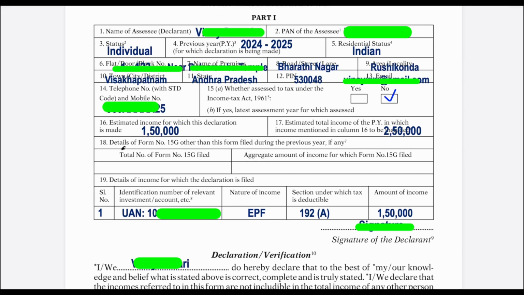In field number 18, you have to mention details of Form 15Gs other than this form filled during the previous year. That means if you have submitted any other Form 15Gs, for example, for any fixed deposits or post office departments, then you have to mention those details. Here you have to mention the number of Form 15Gs you have submitted and the total income for which you have submitted. If you haven't submitted any, you don't need to fill field number 18.